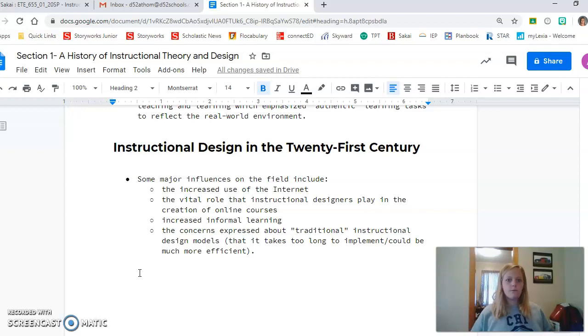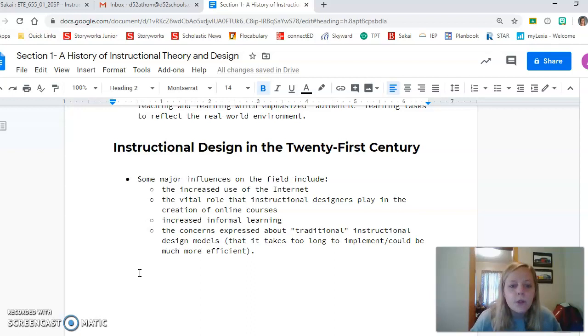Then, moving into the 21st century, some major influences on the field: the internet caused a huge boom, and instructional designers played a vital role in online courses. As we know now, we are all in online courses, including the public school system. So it's been a huge change. We've used a lot of online resources. We're completely online, and it's been nuts, but we're learning.